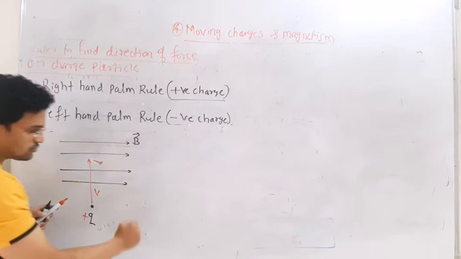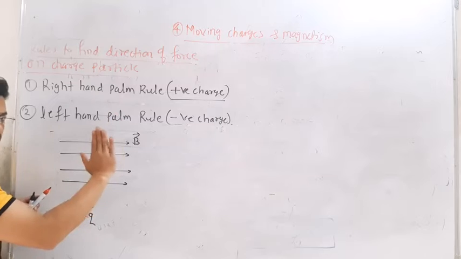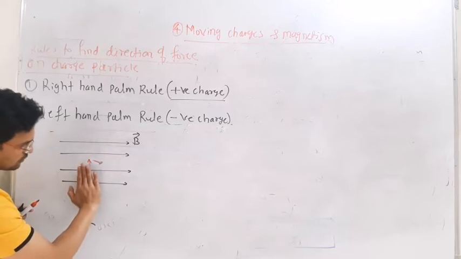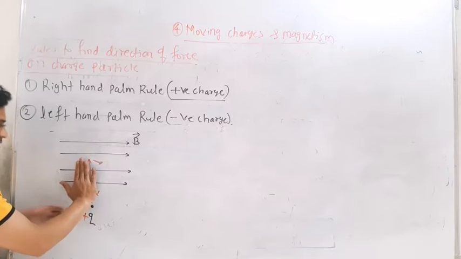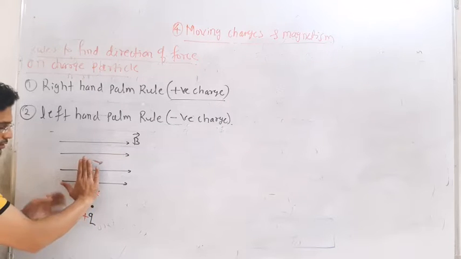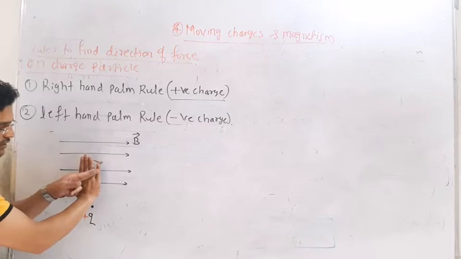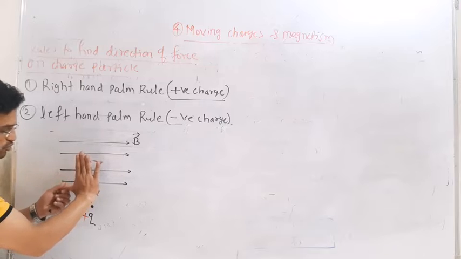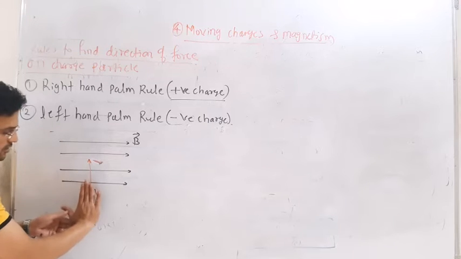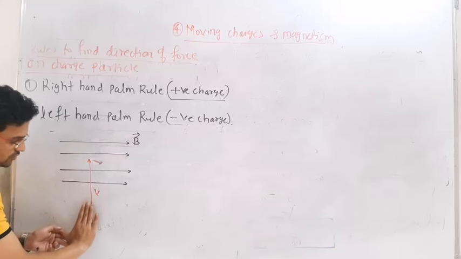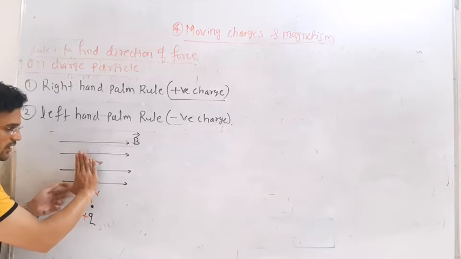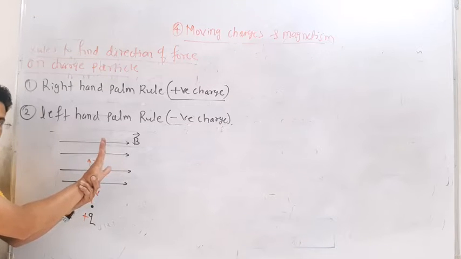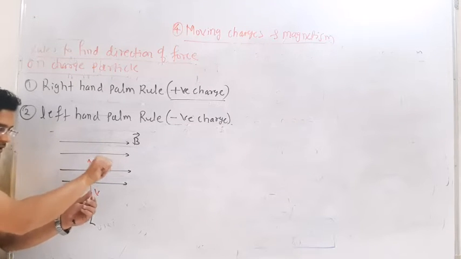So this is the right hand. Stretch your right hand in the direction of velocity. Then bend all the fingers, four fingers, in the direction of the magnetic field, except the thumb. You should not bend the thumb, keep it as it is. This is the direction of the charged particle velocity, and the magnetic field is toward this direction, so in the direction of the magnetic field you have to bend the fingers.